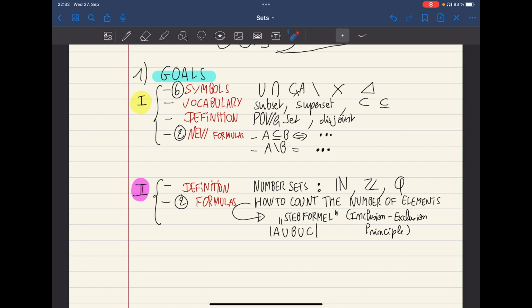In the second part, we are going to discuss some number sets: natural numbers, the integers, and the rational numbers. Then we are going to learn two formulas which actually can be summarized into one formula. It's for counting the number of elements in a set. It's called in German Formel, in English the inclusion-exclusion principle.